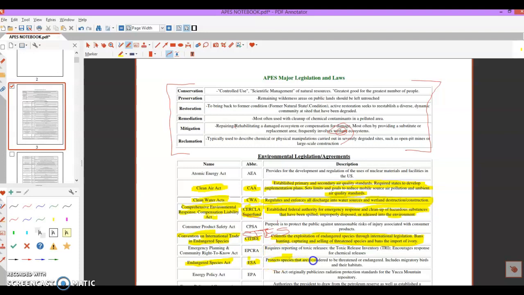So this protects species that are considered to be threatened or endangered. It also includes migratory birds and their habitats. Now this one has been in the news quite a bit recently because our current president is trying to remove or get rid of the Endangered Species Act. So I will let you guys form your own opinion about that.